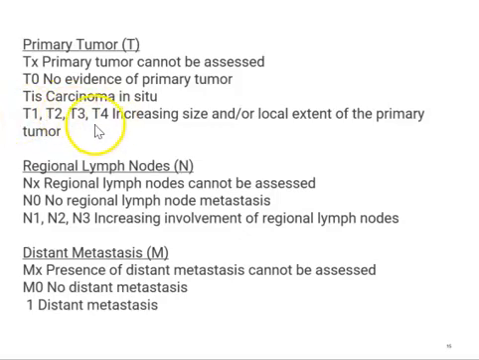The other thing, too, is don't necessarily assume that because somebody has a large tumor that means they have metastasis or lymph node involvement.